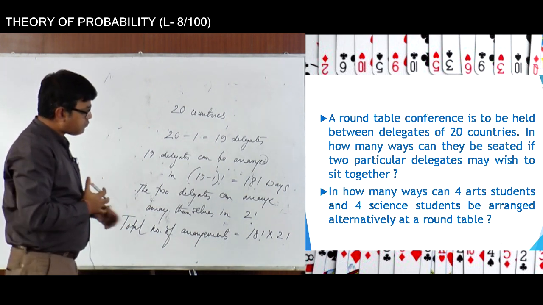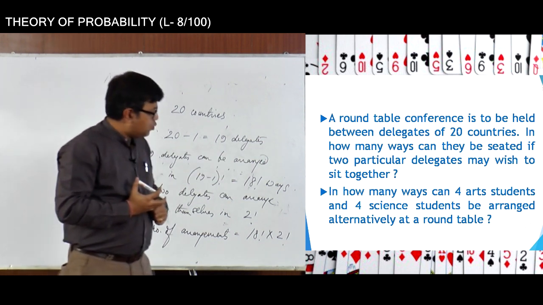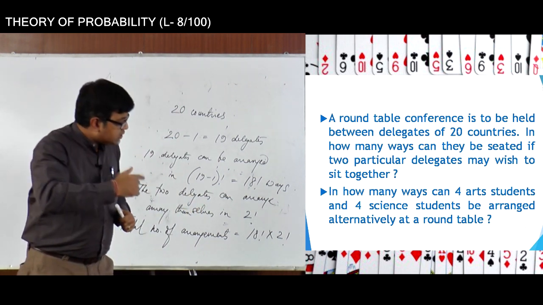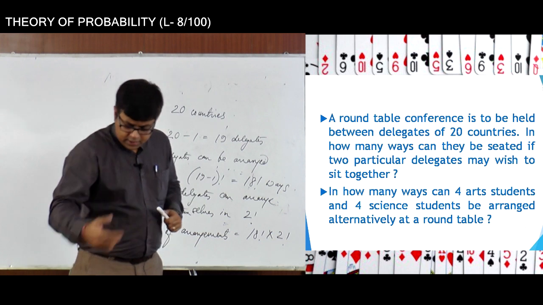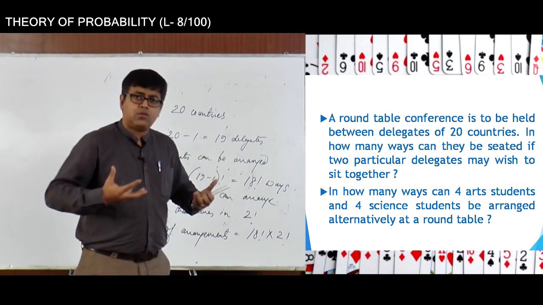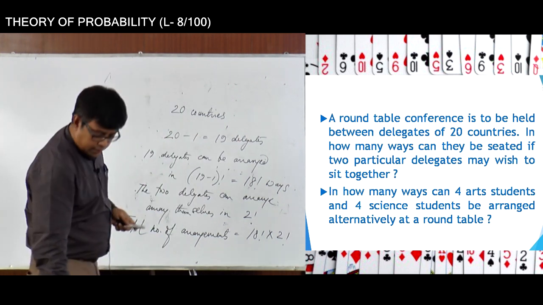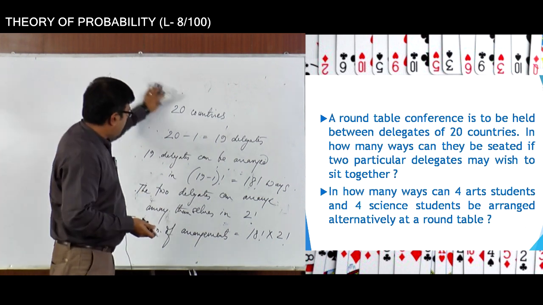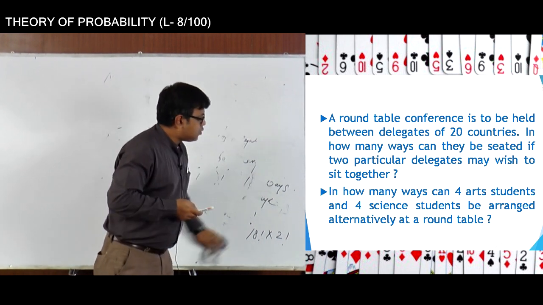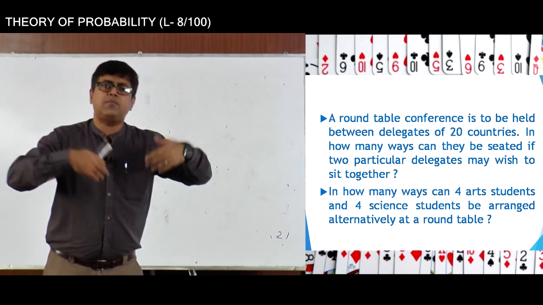If you look at the problem here, in how many ways can 4 art students and 4 science students be arranged alternately at a round table? Again it's a round table. Whenever you get a round table or something like that, the arrangement falls under this category of circular permutation. Now, in how many ways can you do it? The arrangement asked in this question is only possible if they are sitting alternately, because an alternate arrangement is asked.